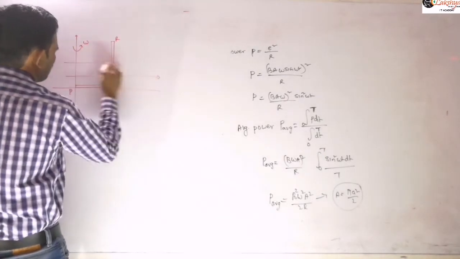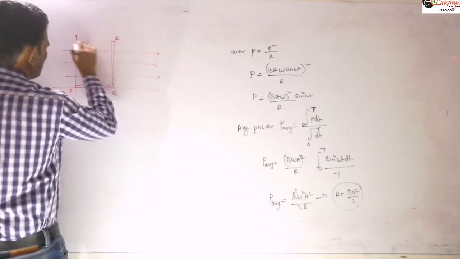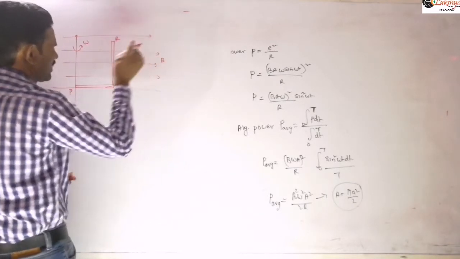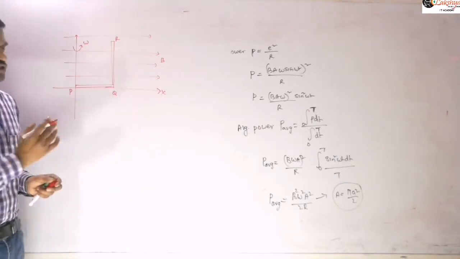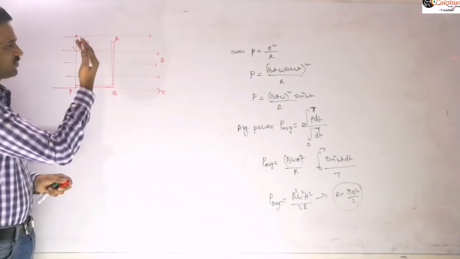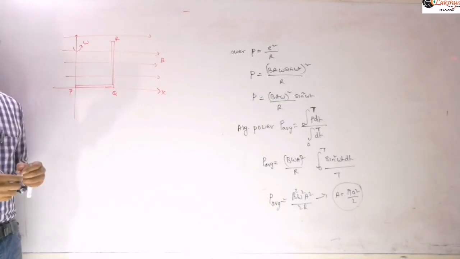Now there is a uniform magnetic field in this region here. That magnetic field is parallel to the x-axis. At the instant shown, you need to find the potential difference between PQ and the potential difference between QR. So just write that.